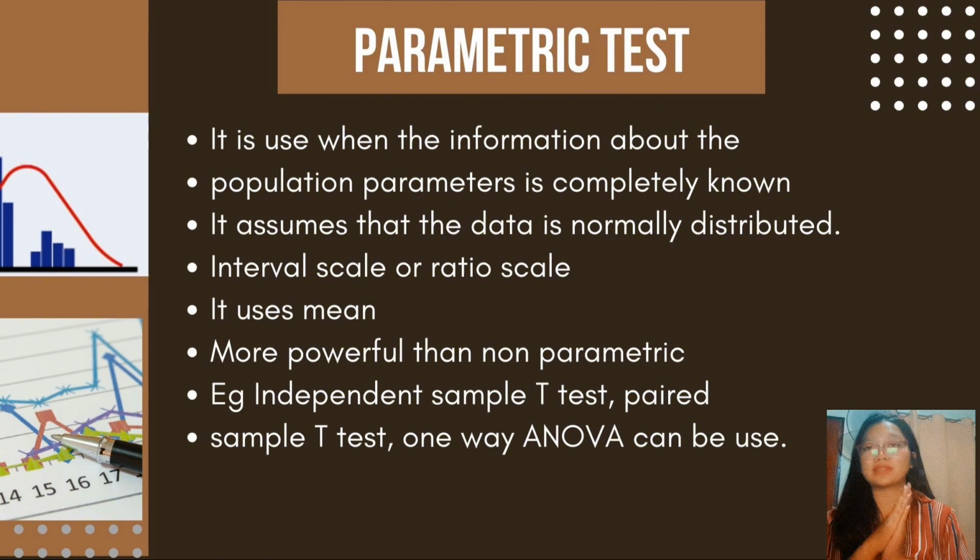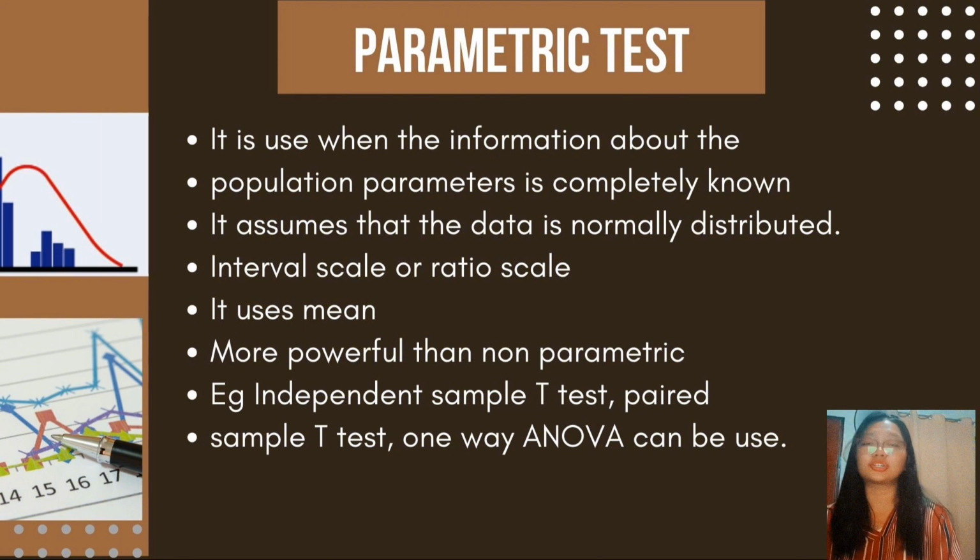So when we talk about parametric tests, they are used if the information about the population parameter is completely known. Thus also, parametric test assumes that the data is normally distributed. Then the parametric test's level of measurement or scale of measurement belongs to the interval scale or ratio scale. When we talk about interval scale, these are categories that can be ranked or ordered with equal extents. Ratio scale is a category that can be ranked or ordered, with distance, and has a true zero.